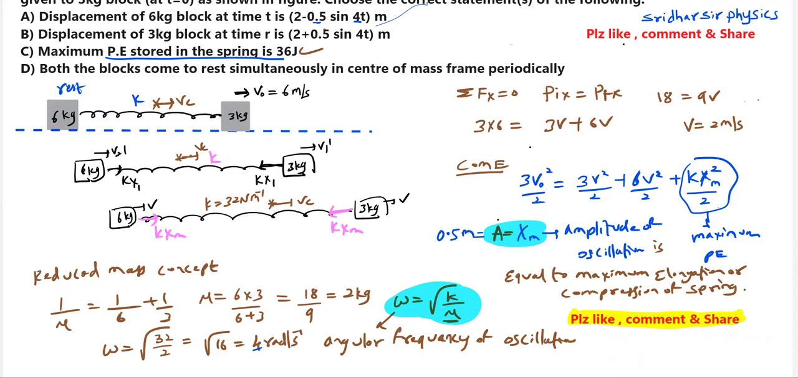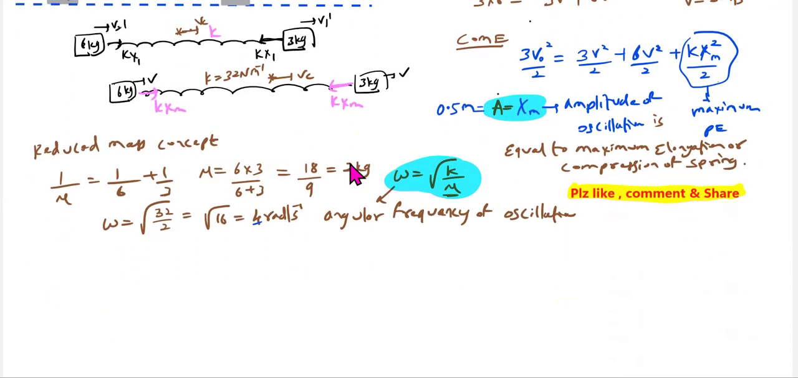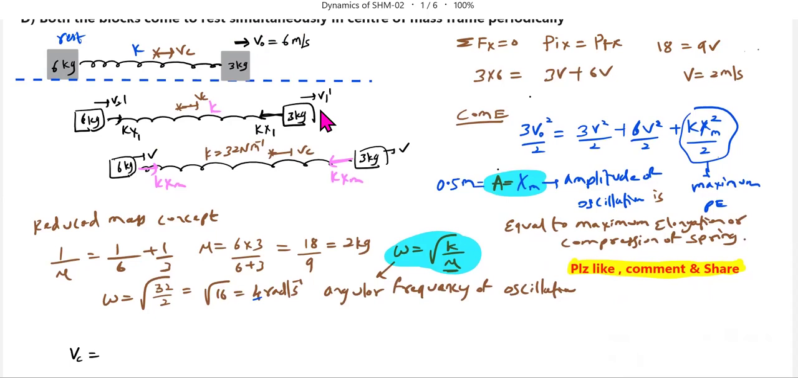Now, in the C frame, we'll analyze the problem. In the center of mass frame, how will the blocks be moving? First, the velocity of center of mass. Already we have calculated it, I think. Let me calculate the velocity of center of mass. It should be equal to 3 into V naught, 6 into 0 by 3 plus 6. So this will be 3 into 6 by 9, which is 2 meter per second.